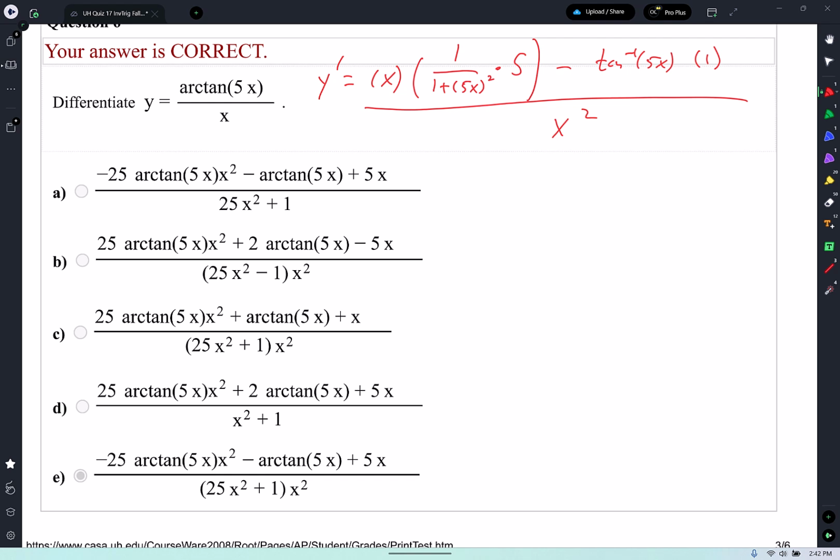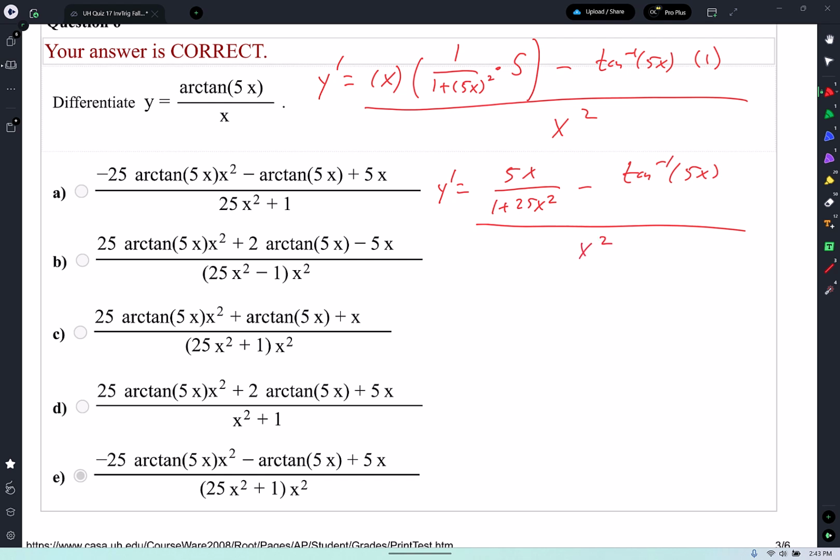You are done with calculus. Now you're just doing algebra. So let's see what this is. I see a 5x on the top, and I see a 1 plus 25x squared on the bottom, minus arctan. This is a simple algebra one. You just need a common denominator, all over x squared.